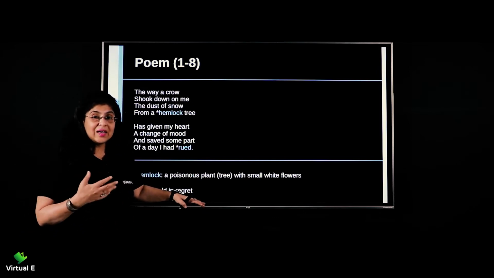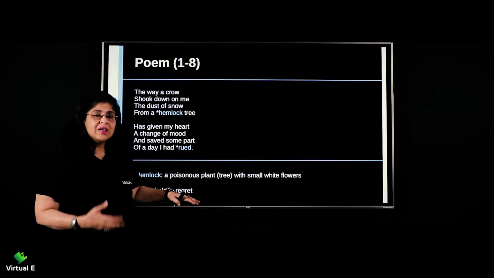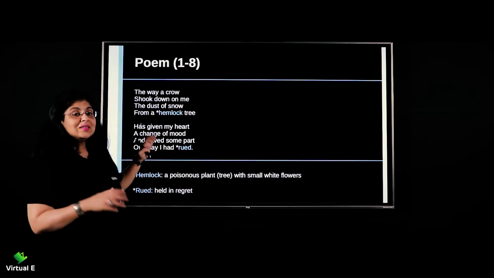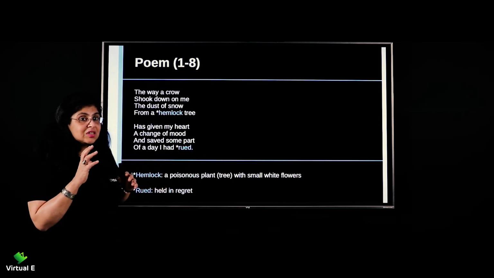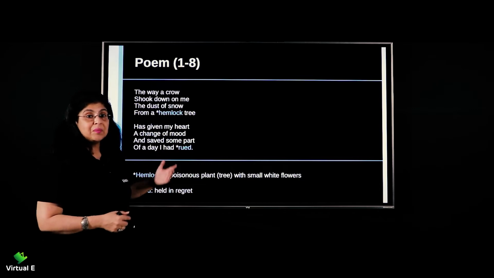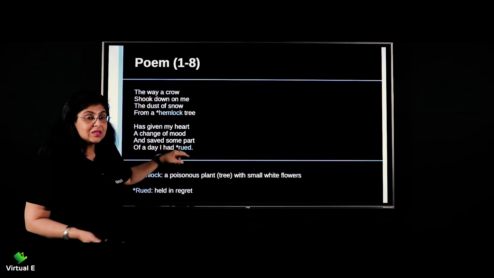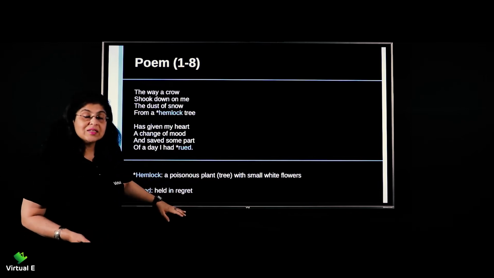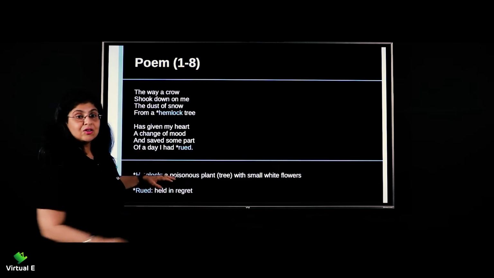That whole day had been really boring, really stressful, very annoying, very disgusting. So when this thing happened to me, my mood changed. There was a swing in my mood. It went for the best. Now the words which have been highlighted, which are difficult in the poem, you have the meanings right here. So again, you don't need to refer to a dictionary or even get onto Google.